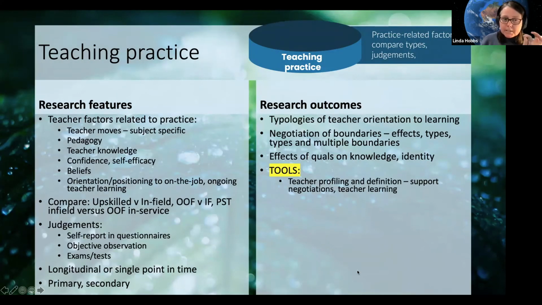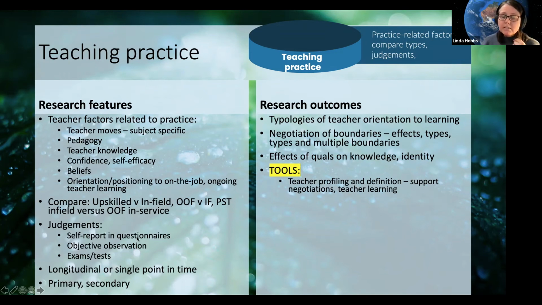When looking at teaching practice, the focus then shifts to teacher factors of practice. So your teacher moves, pedagogy, the knowledge, beliefs, orientation to being on the job, etc. Again, comparisons between different groups of out-of-fieldness and in-fieldness, and levels, PST and in-service. Also, there's judgments made, and I don't mean that in a negative term. I mean there's judgments in terms of self-reports compared to objective observation and then exams.